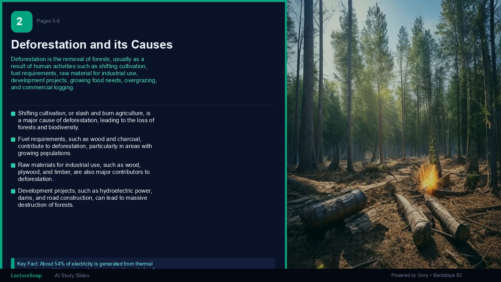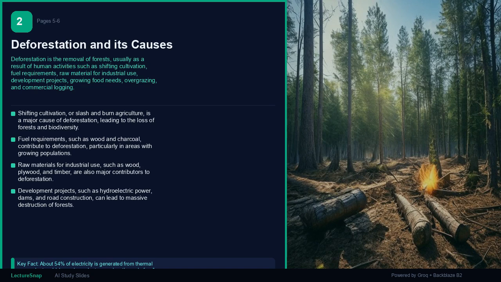A good way to picture this is to imagine a forest as a delicate ecosystem. Trees and plants are the foundation of the forest, providing oxygen, food, and shelter for countless species. But when we clear-cut these forests for our needs, we disrupt the balance of the ecosystem. This can lead to the loss of biodiversity, soil erosion, and even climate change. Let's look at some examples.